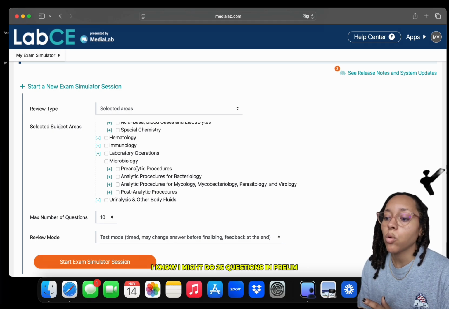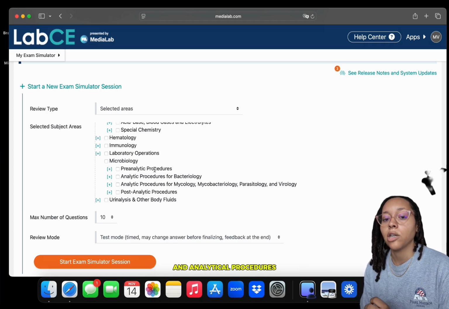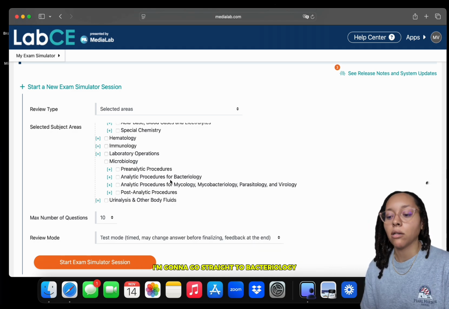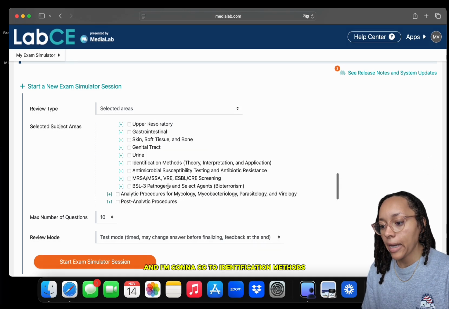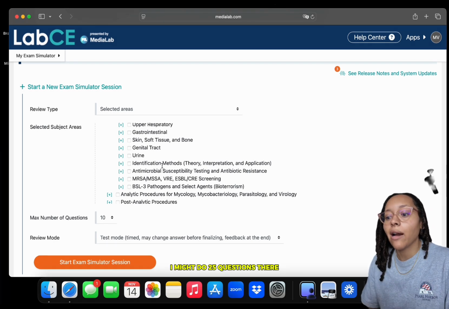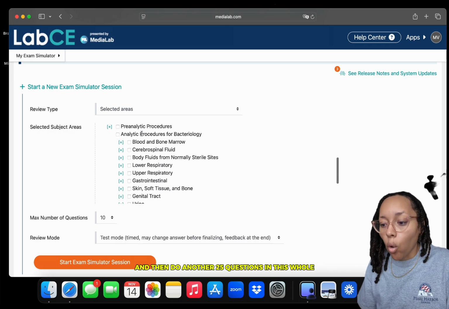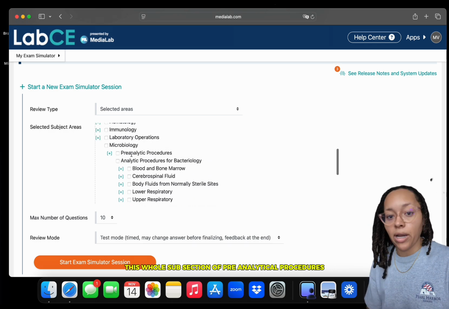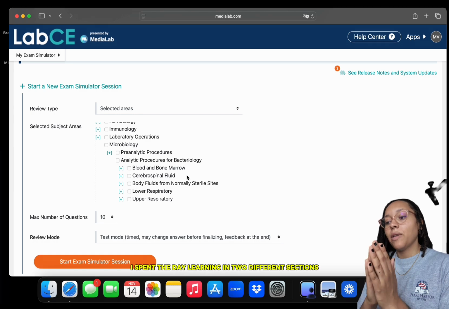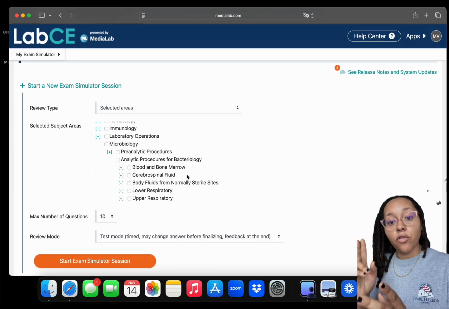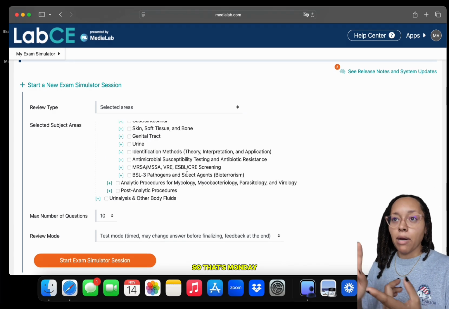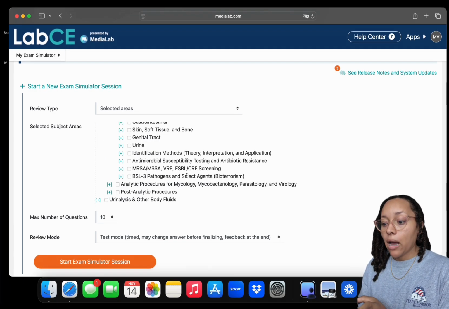I might do 25 questions in pre-analytical procedures, see where I score, and then I'm not even gonna waste a whole day on it. I'm gonna go straight to bacteriology. I'm gonna click this plus sign, and I'm gonna go to identification methods. I might do 25 questions there, and then do another 25 questions in this whole subsection of analytical procedures. At least I spent the day learning in 2 different sections and pinpointing the things that I really need help with. So that's Monday. Tuesday, I'm going to do mycology.